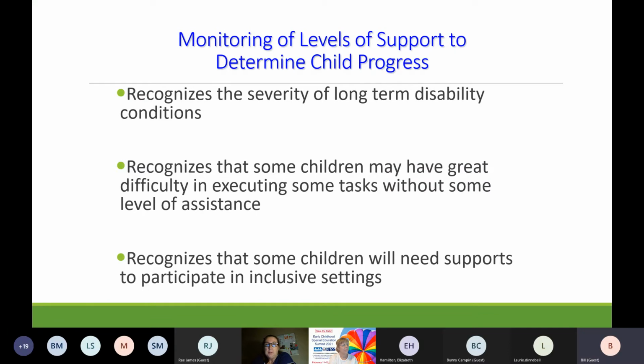As I mentioned, this recognizes the severity of long-term disability conditions. You may have some kids who end up at your front door, so to speak, who have significant physical and sensory and cognitive impairments, which suggest that these conditions are going to require some support for the rest of their lives. This doesn't mean that we absolve ourselves of any responsibility for the kids making progress. What it means is we have to look differently at what progress might look like. So we recognize some kids may have great difficulty in executing some task without some level of assistance. And some kids will need support to participate in inclusive activities. Absolutely.